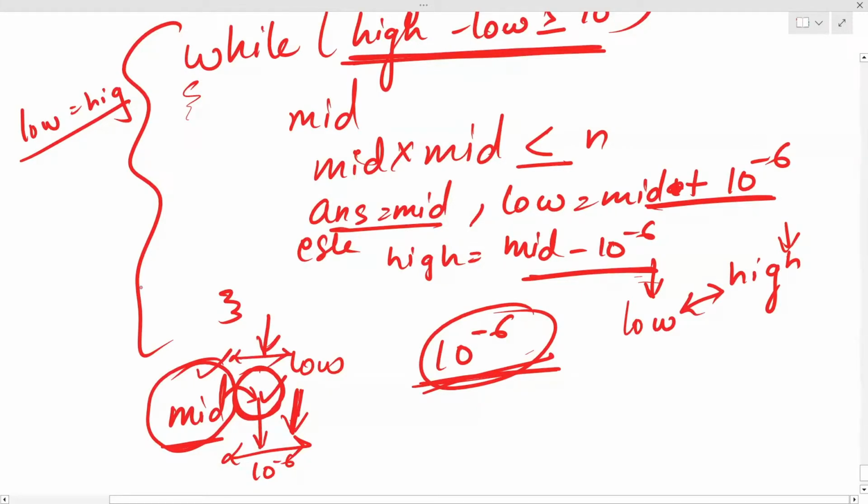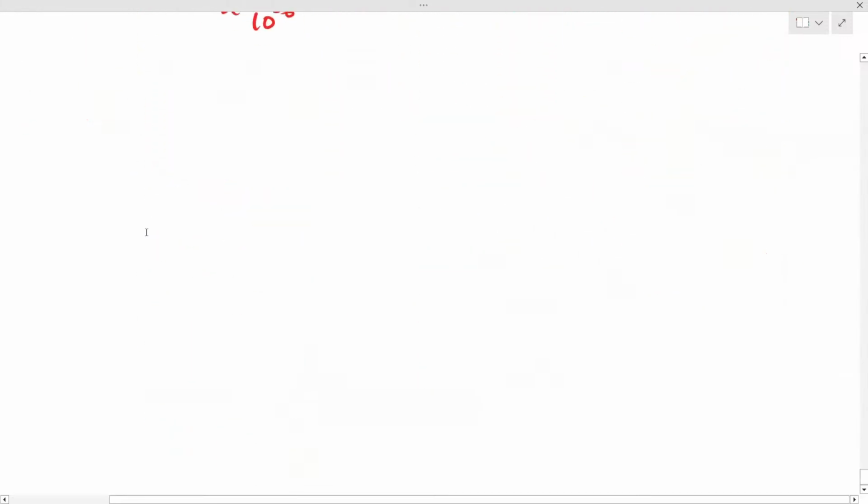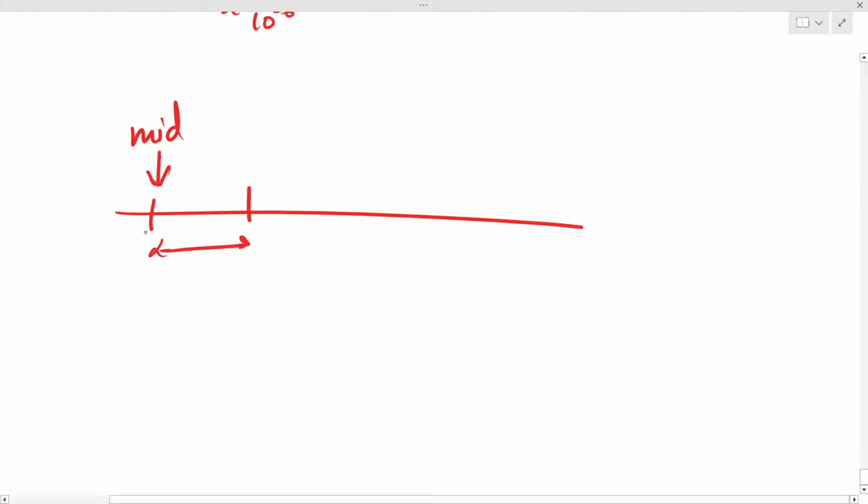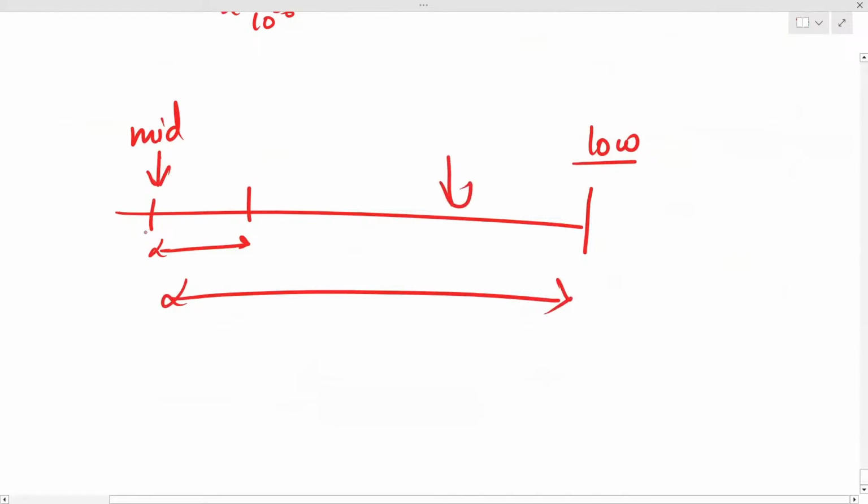Why will mid plus 1 not work? Mid plus 1 will simply mean, okay, you had mid like here, this is the complete range, and mid plus 10 to the power minus 6 is somewhere here. But if you do low as mid plus 1, you're completely ignoring this part. Maybe your correct answer was somewhere here. So this is more than 10 to the power minus 6 now, right? So the error will be much more.